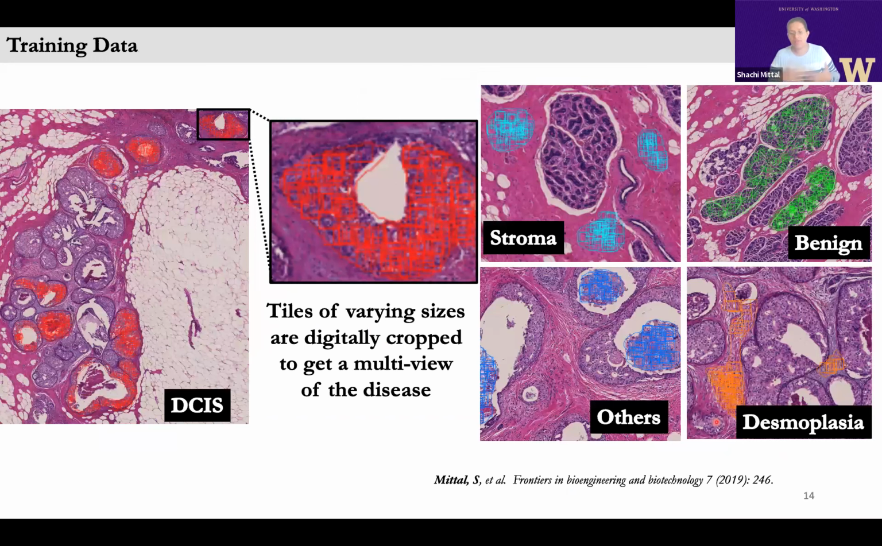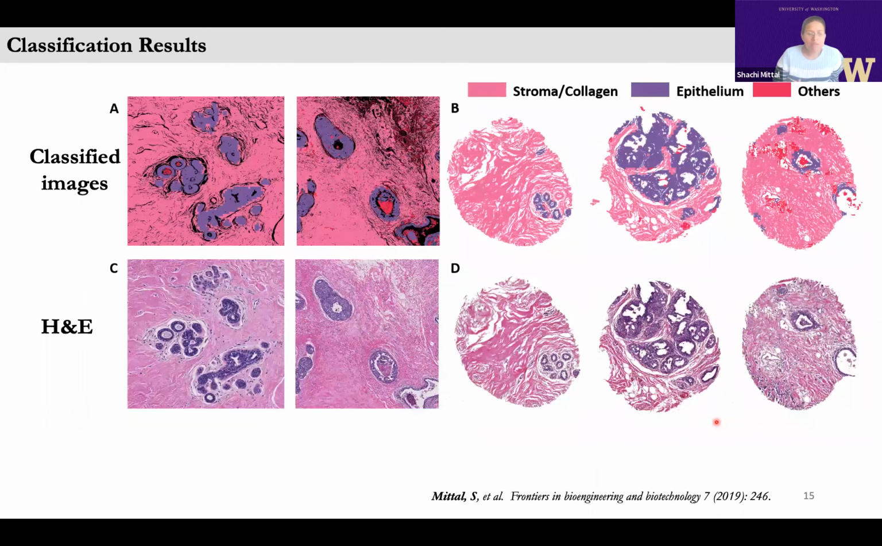So here I'm just showing how the training data looked. And what we tried to do was mimic what a clinician or a pathologist would do. We actually made crops at different levels of magnification or zooms and different sizes, because that is what a human eye would do when they're trying to diagnose cancer. So these are the results from the model, where on the bottom row, you have the actual H&E image, and on the top row, we have the digital image from the model, where it's able to separate all epithelial cells in purple, collagen in pink, and all other types of cells like red blood cells, secretions, combined into others.